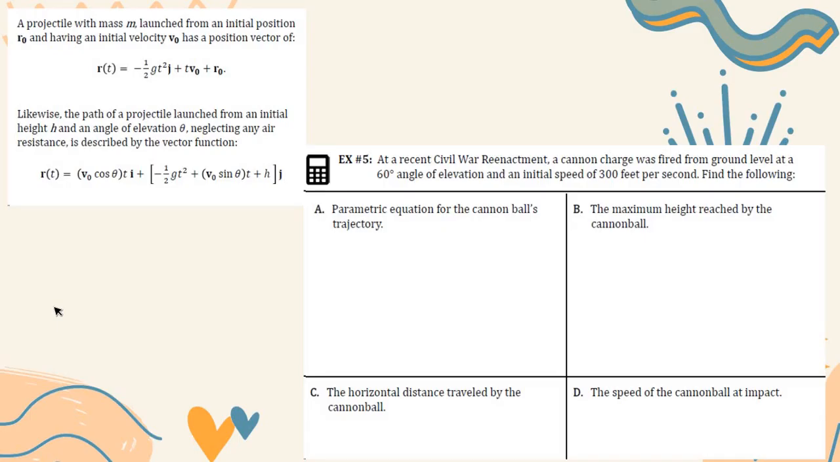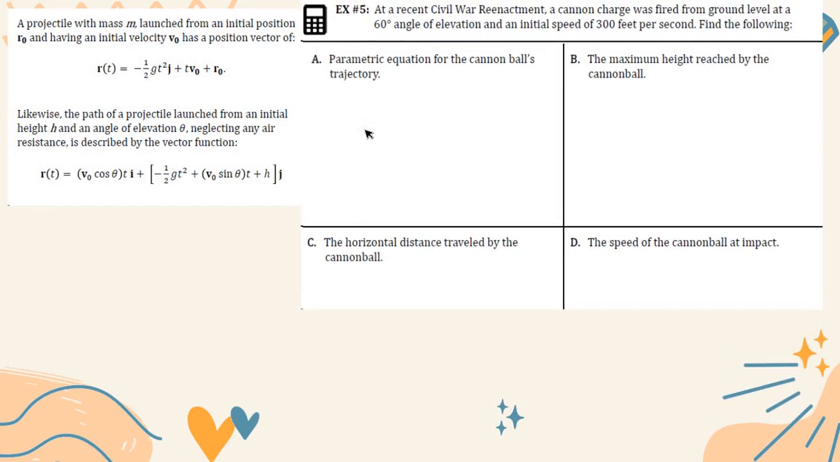So it says, at a recent Civil War reenactment, a cannon charge was fired from ground level at a 60-degree angle of elevation and an initial speed of 300 feet per second. Find the following. A parametric equation for the cannonball's trajectory.